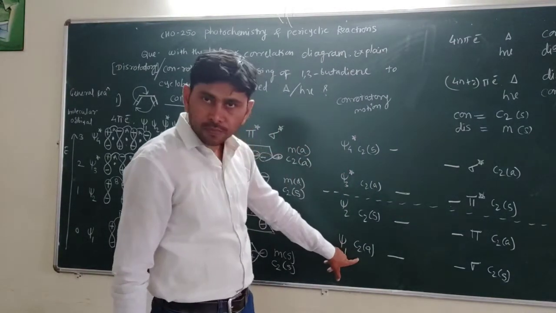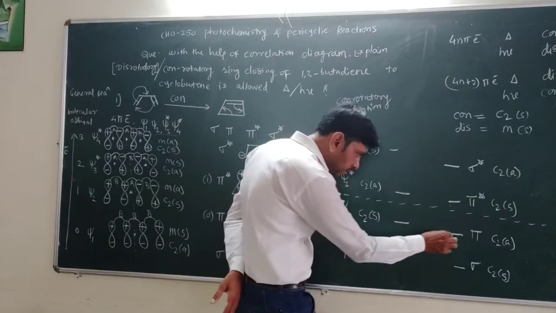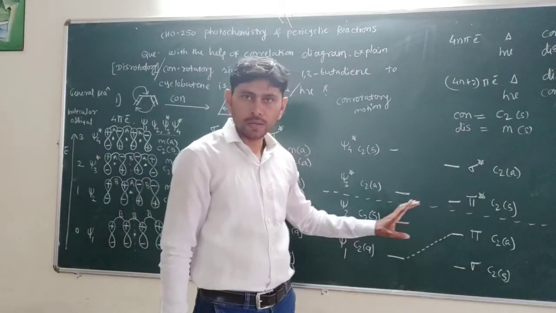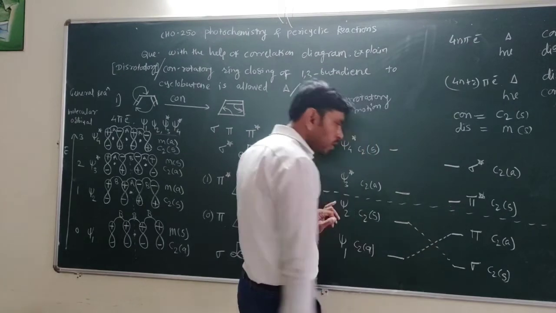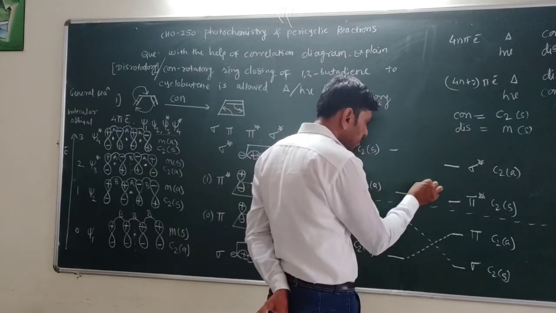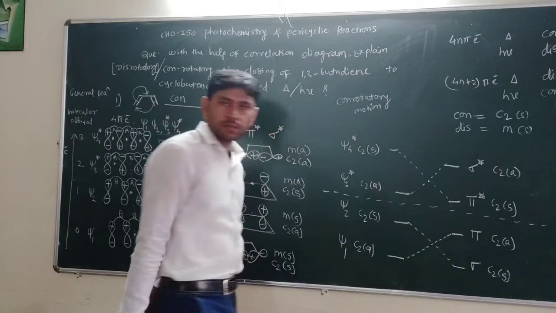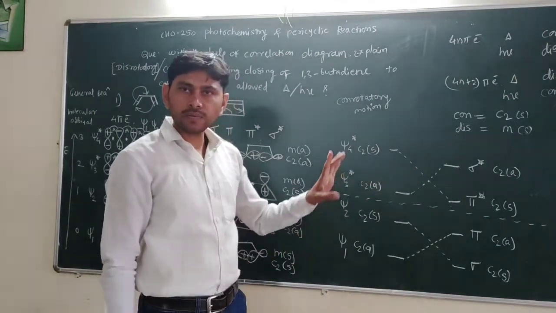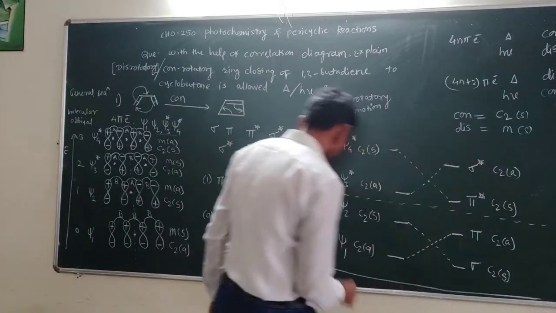Now we have to start correlation of the same symmetries. Here C2 asymmetry, so asymmetry should be correlated with asymmetry. Second one, symmetric should be correlated with symmetric. Here again asymmetric for the third orbital, asymmetric correlated with asymmetric, and here symmetric correlated with symmetric. So asymmetric orbitals correlate with asymmetric orbitals and symmetric orbitals correlate with symmetric orbitals of the product.